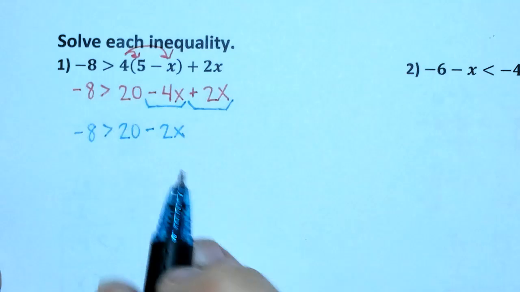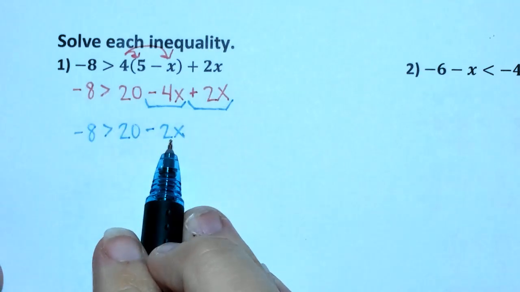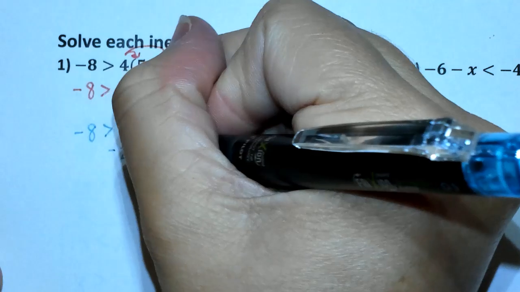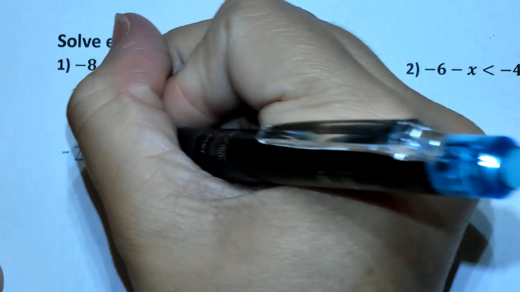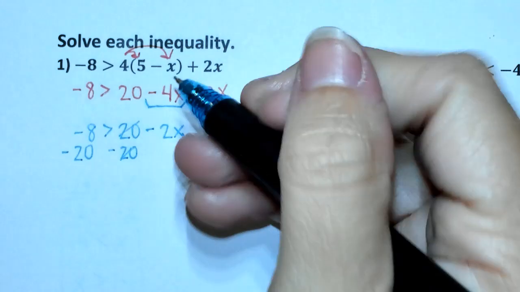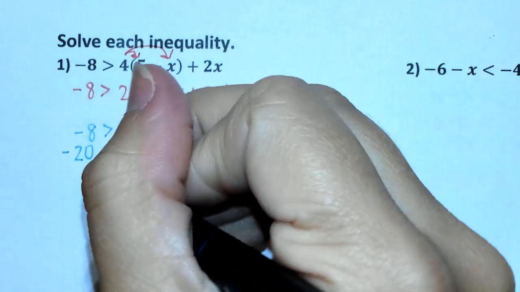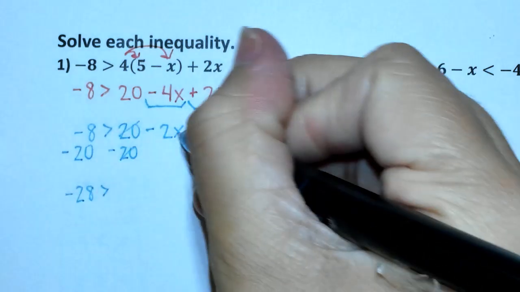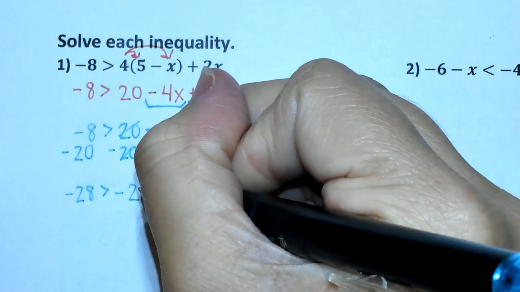From there, my variables are already on the right side, so I just need to move my constants to the left. So to get rid of a positive 20, I take it away. What I do on one side, I do on the other side. 20 minus 20 cancels out. Negative 8 minus 20 is negative 28. And that's going to be greater than my negative 2x that I bring down.